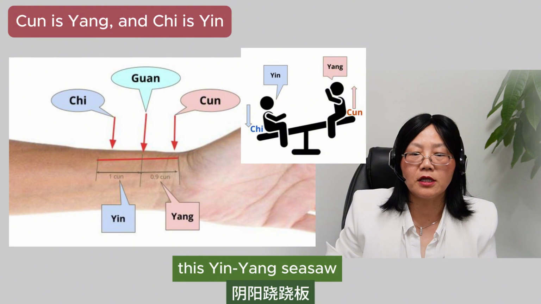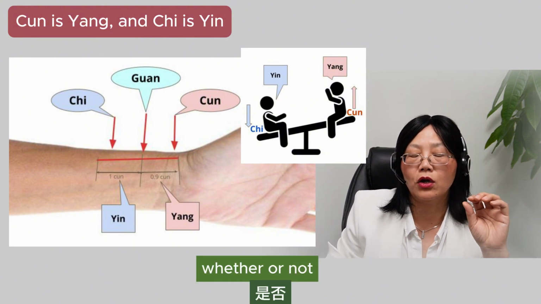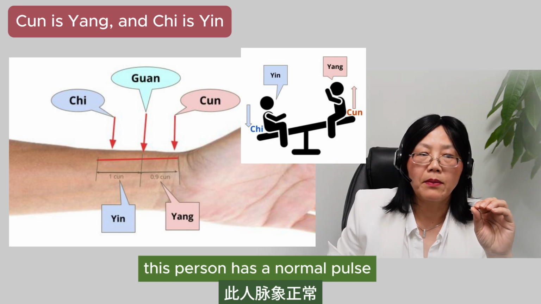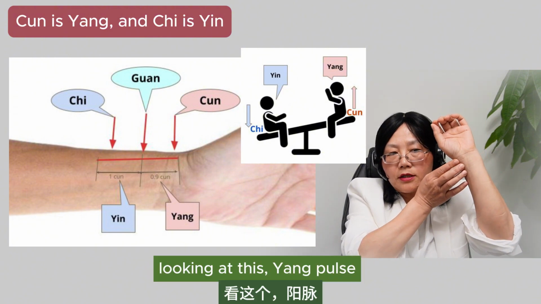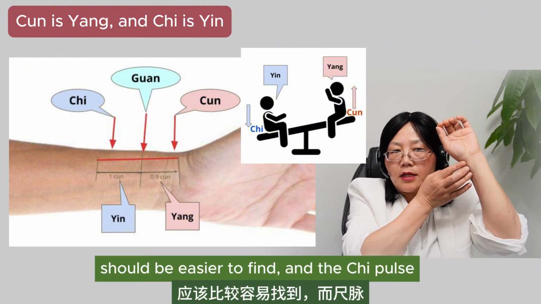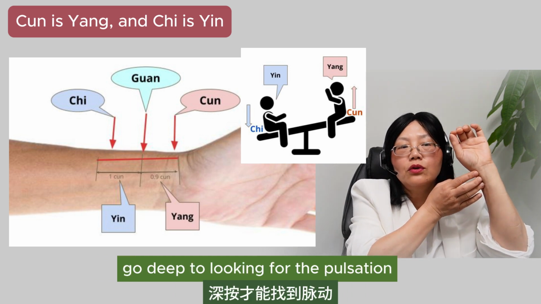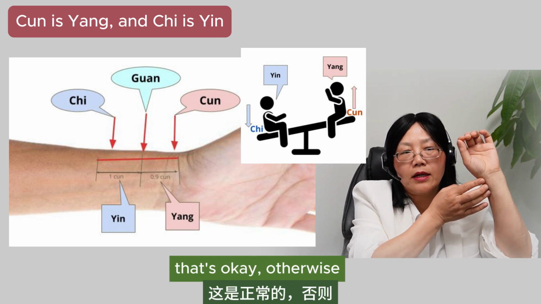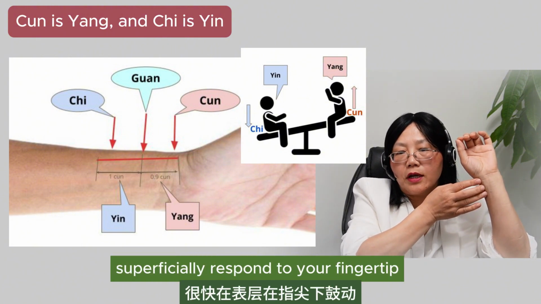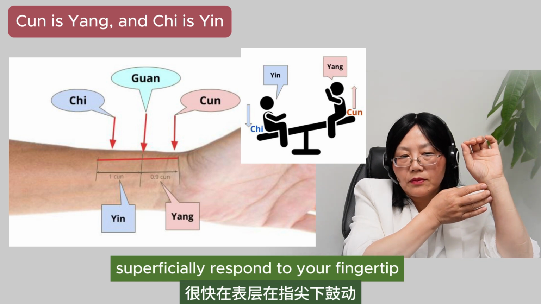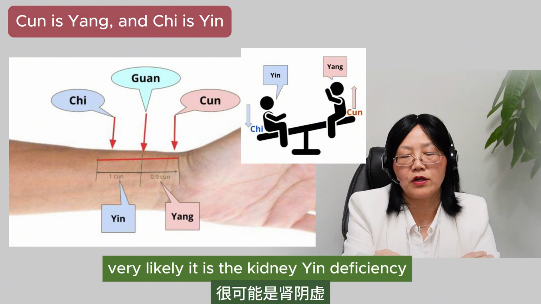Look at this chart. This yin-yang seesaw, yin-yang balance give you a good idea about whether or not this person has a normal pulse or has an abnormal pulsation. Looking at this, yang pulse, Cun pulse should be easier to find, and the Chi pulse you have to push a little bit, go deep to looking for the pulsation. That's okay. Otherwise, if you feel the yin pulse quickly, superficially respond to your fingertip, there's a problem with the kidney. Very likely is the kidney yin deficiency.